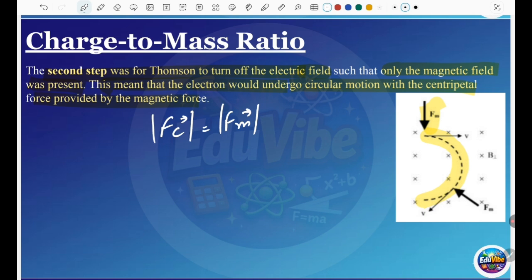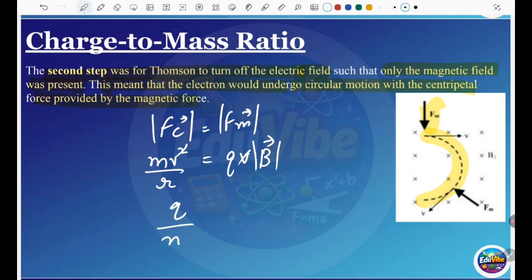That circular motion, that centripetal force equation, is not even on the formula sheet. You have to memorize it from the forces and fields unit. It is mv squared over r, which is equal to qvB, the magnetic force. And from here, when you cancel this v, you adjust it to the charge to mass ratio, which is q over m equal to v over B times r.